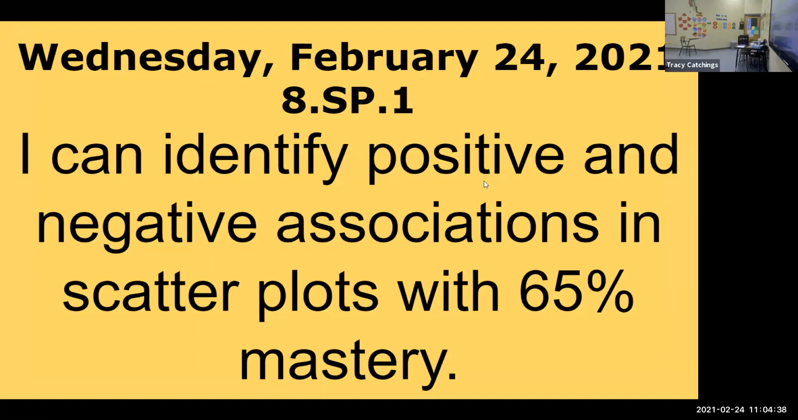All right, so today we're moving into some easy stuff. We should make it through this whole practice so everybody can submit and at least get one grade. SP1: I can identify positive and negative associations in scatter plots with 65% mastery.